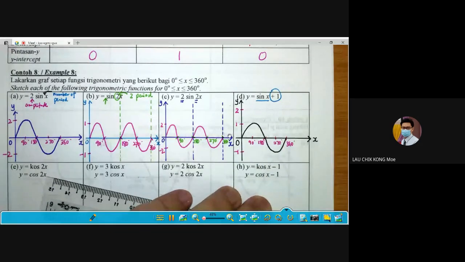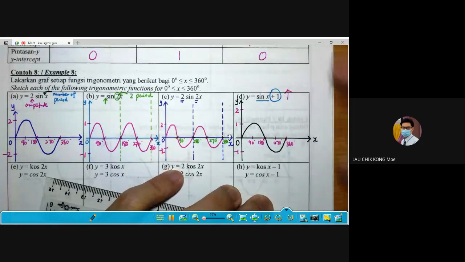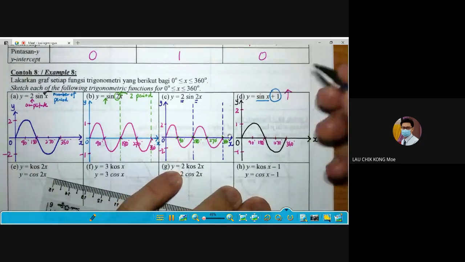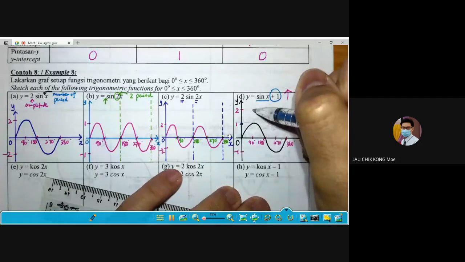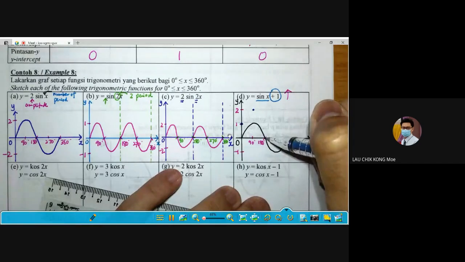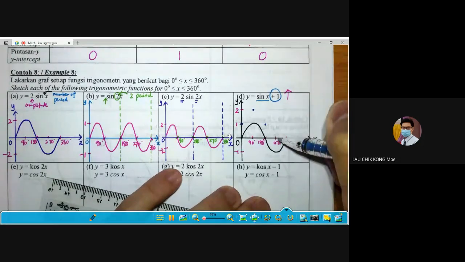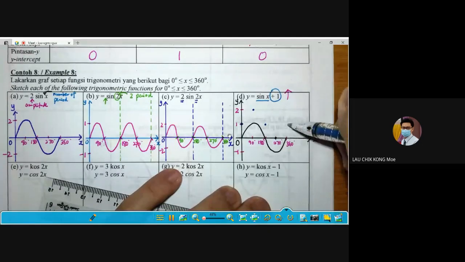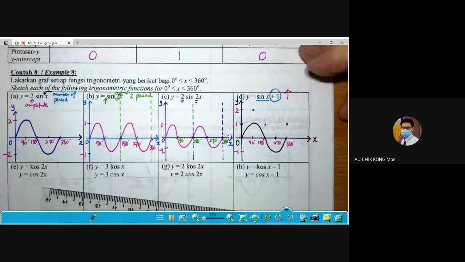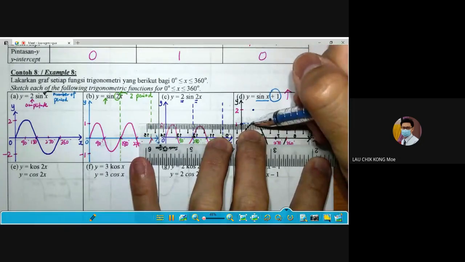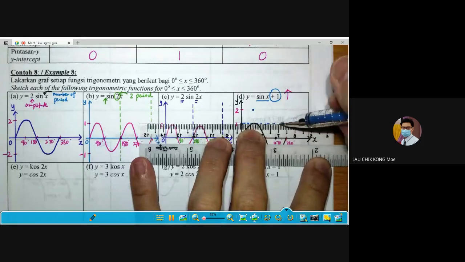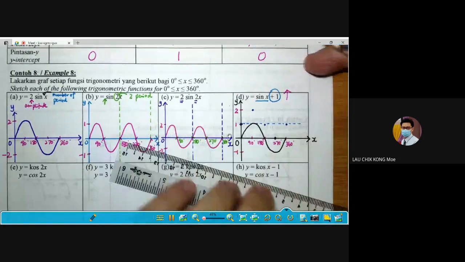Okay, so now we move 1 unit upward. It means we just state the points. 0 becomes 1. 90 degree, 1 becomes 2. 180, 0 becomes 1. 270, -1 becomes 0. And the last one, 360, becomes 1. So it means that the 1 becomes the new s-axis, something like this.